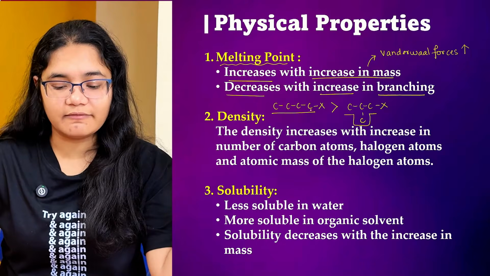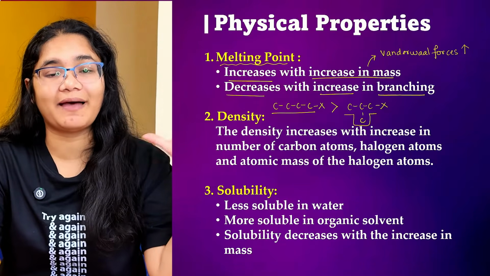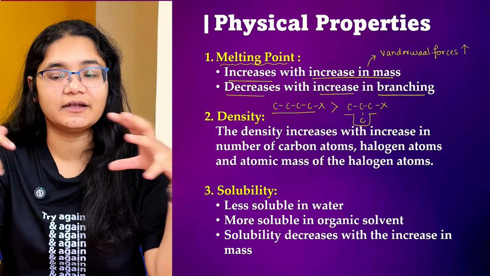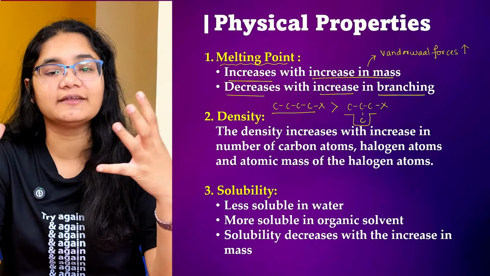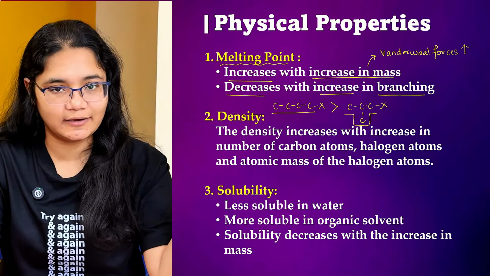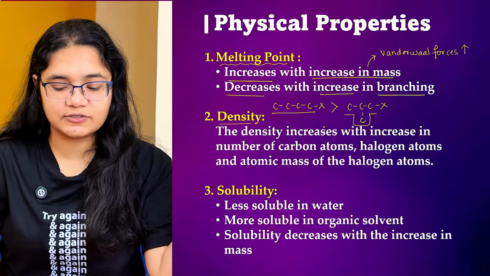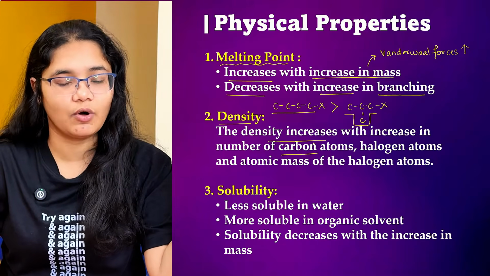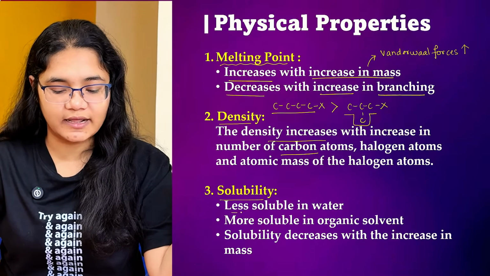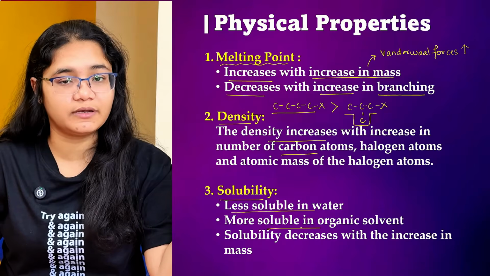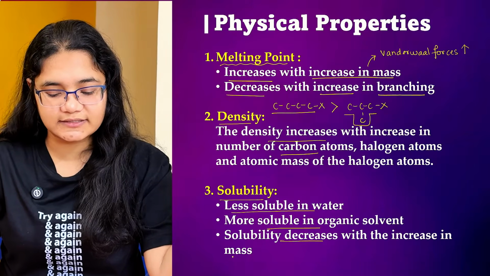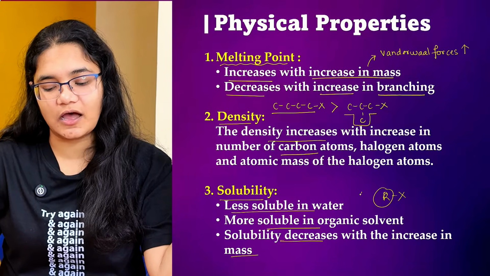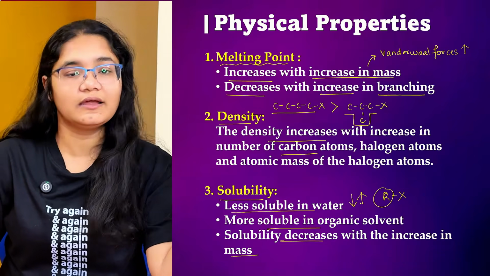The reason being, when it is a straight chain, it is very easy to pack the molecules, they can be tightly packed with each other. But when you have branching, there are a lot of empty spaces and the packing of the molecules is not tight. Clear? Moving to density, as the mass or the number of carbons increases, the density will also increase. For solubility, they are less soluble in water but more soluble in organic solvents. Solubility decreases with the increase in mass. So as the R group increases, the solubility will decrease.